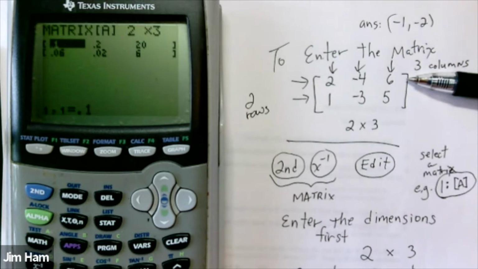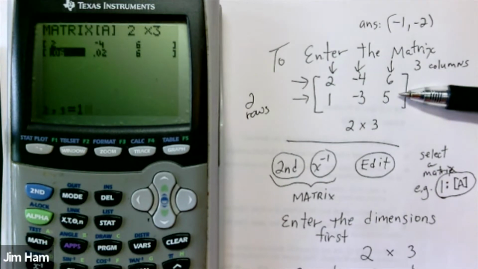Now let's enter these numbers in, each row at a time. So we'll type in the 2 first and hit enter, and you'll notice the cursor will move over to the right. -4 and 6. Here would be 1, -3, and 5.